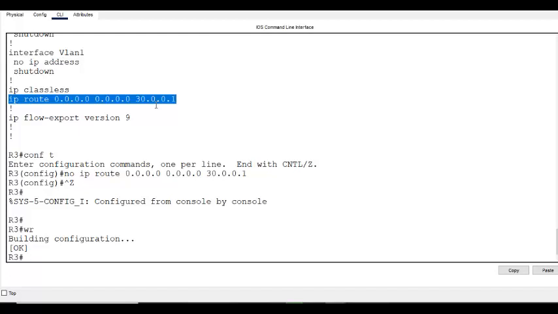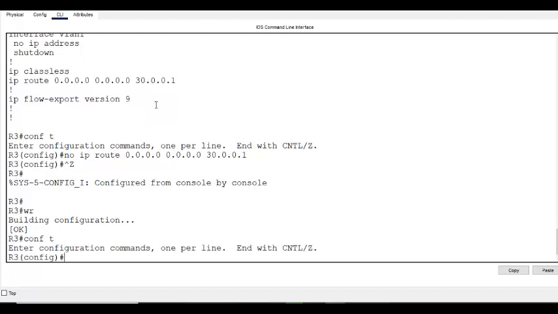Okay. Now let's go verify. Show IP route. You see, it's gone. Now we are going to run EIGRP.